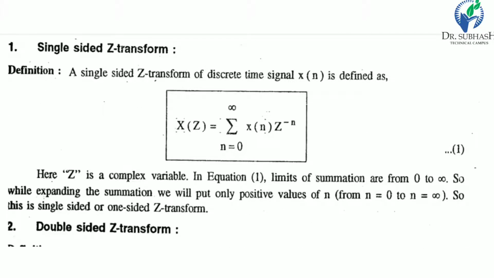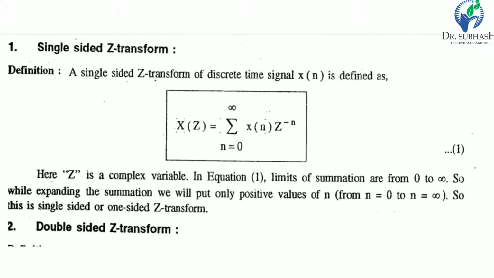So, definition of single-sided Z transform. A single-sided Z transform of discrete time signal x of n is defined as x of z equal to summation n equal to 0 to infinity x of n z raised to minus n. Z raised to minus n means 1 upon z raised to n. Here z is a complex variable in the equation.